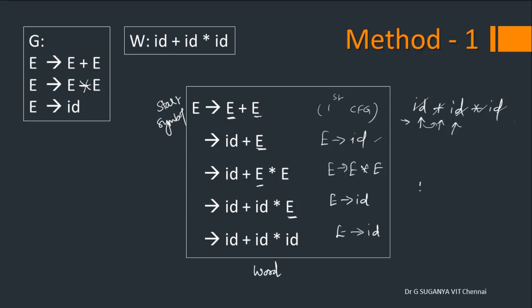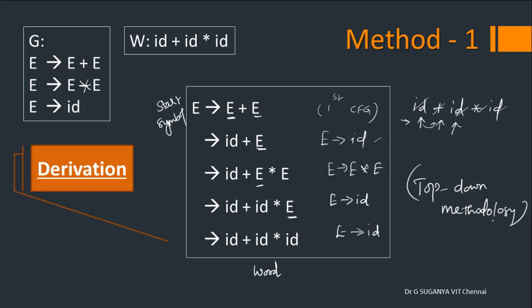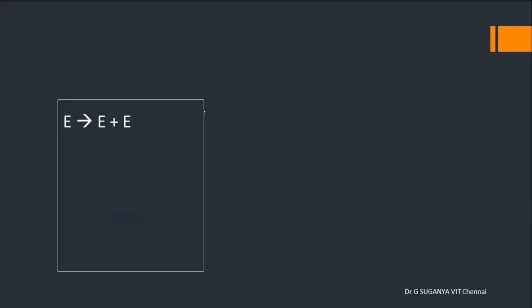So this is a kind of top-down methodology. Why? We start with the start symbol and end up with the word, and hence it is a top-down methodology, and this concept is what we call derivation. So we are trying to derive the word from the start symbol. Hope this is clear. Now let us move on to derive the same word using two different methods.